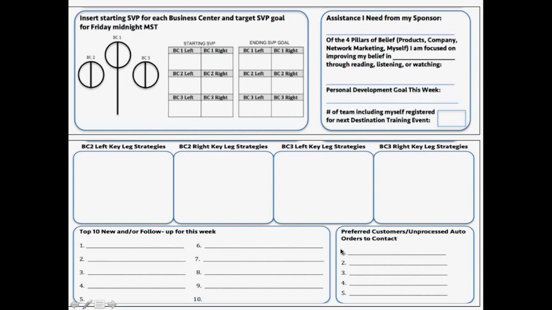And then preferred customers and unprocessed auto orders. Do you have any? If you do, you write them here, because that's immediate income when an unprocessed auto order processes. So this page 1 literally takes about 10 minutes to fill out when you learn how to do it. And we usually do it on a Sunday. You could also do it on a Saturday, but we like to do it on the weekend so that you hit the ground running on Monday.